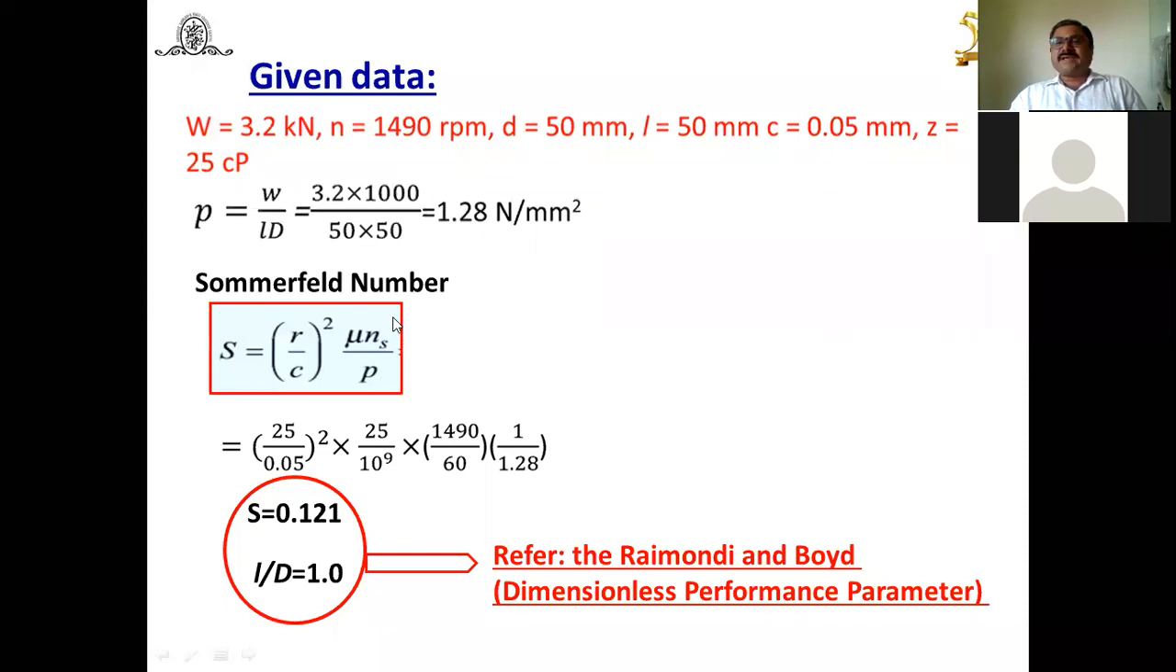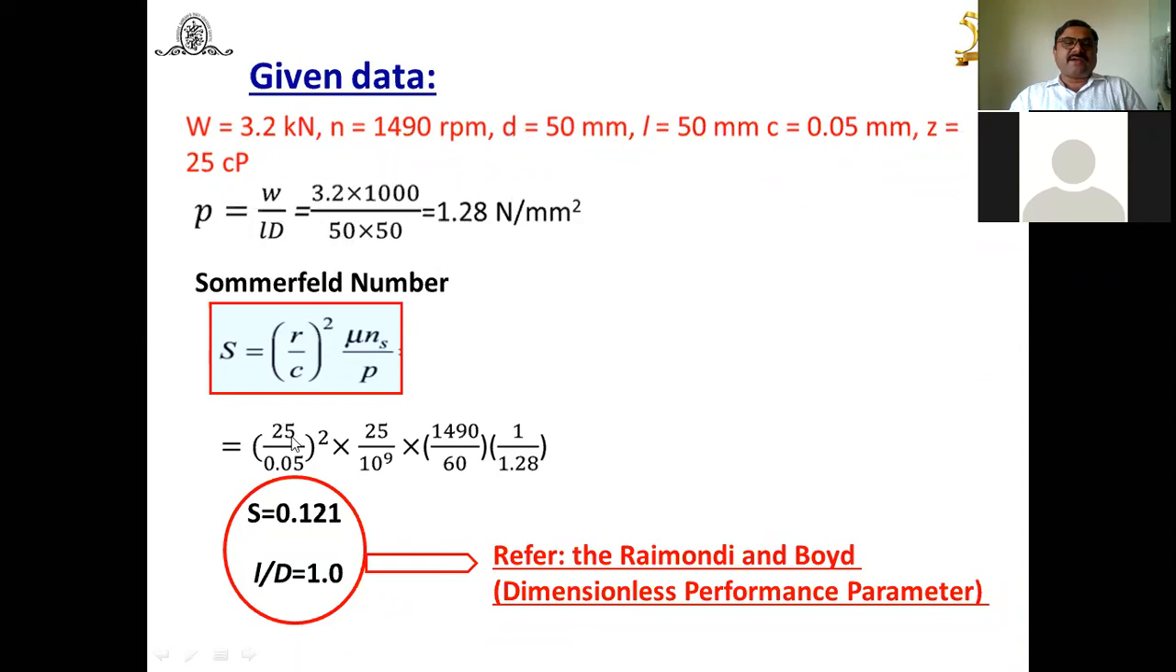Now here in this case, the Sommerfeld number S is equal to (R by C) squared into (mu N by P). Again, R by C is also a dimensionless parameter, and mu N by P is the bearing characteristic number. It is also a dimensionless parameter. R is given here; the diameter is 50.